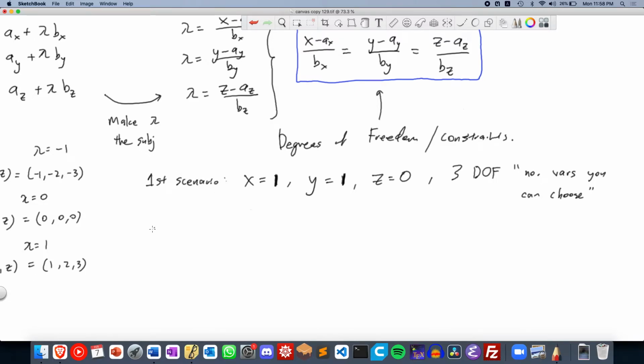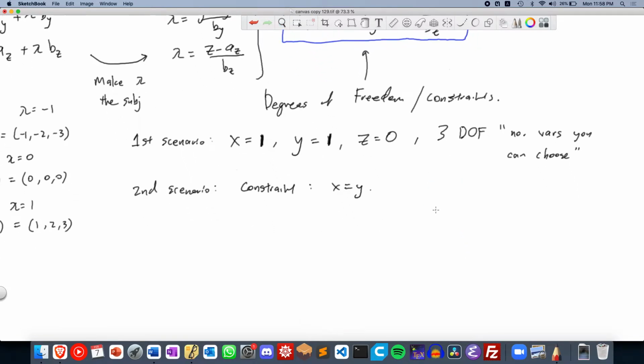Then let's say we have a second scenario where I tell you can choose any three values. You can choose any three values of x, y, and z, right? Any value of x, y, z, except that you have a constraint that x equals y. Okay, so this is a rather simple constraint, but yeah, there's this constraint. So then the question is, how many degrees of freedom are you left to choose?